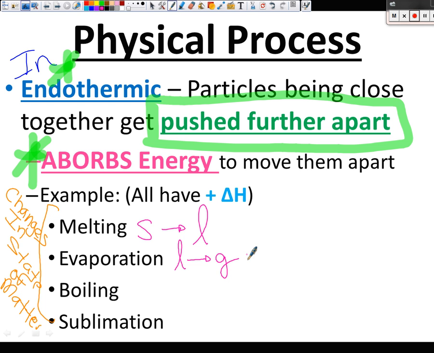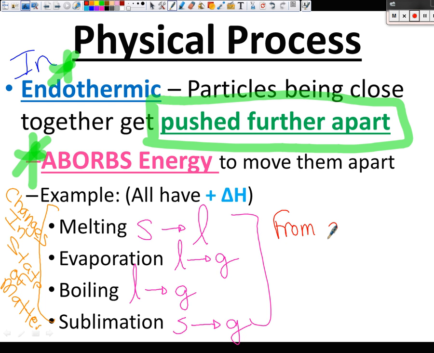Boiling. Liquid to gas. Sublimation is solid to gas. So if you notice, all of these things are from close to far. Every single one of them.